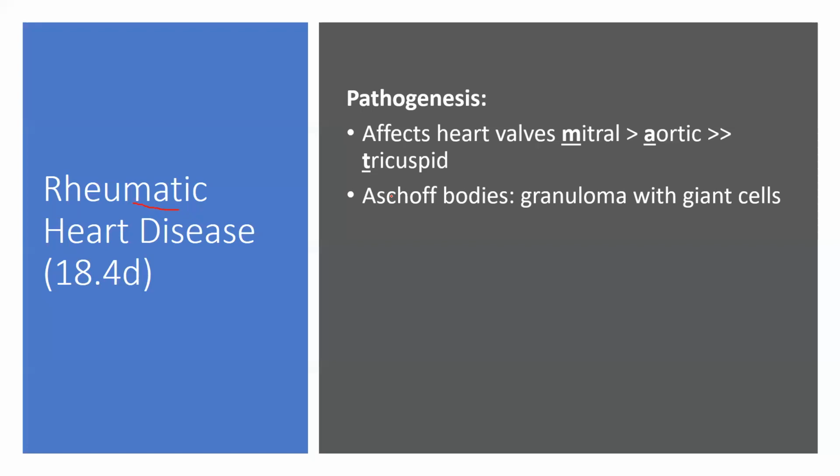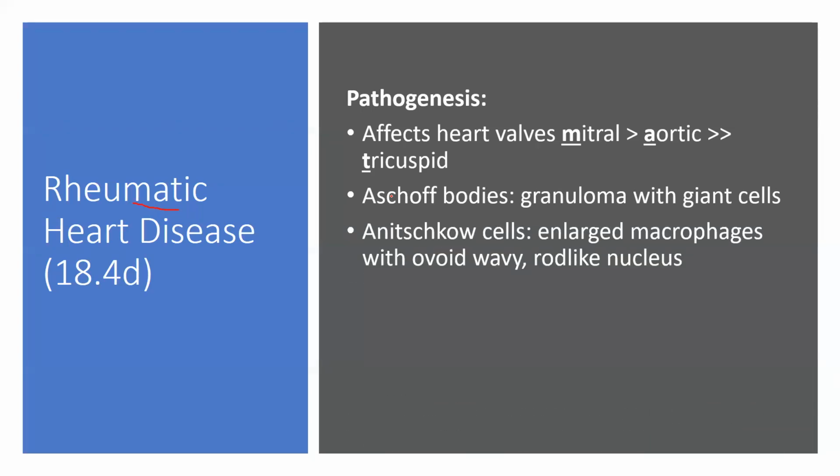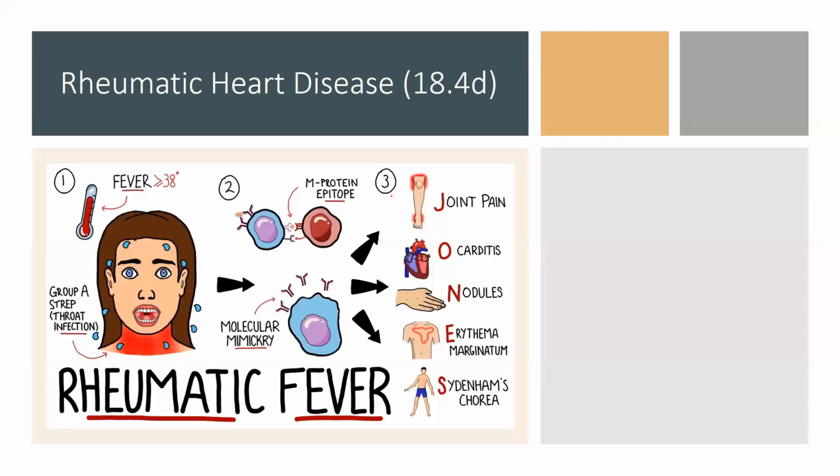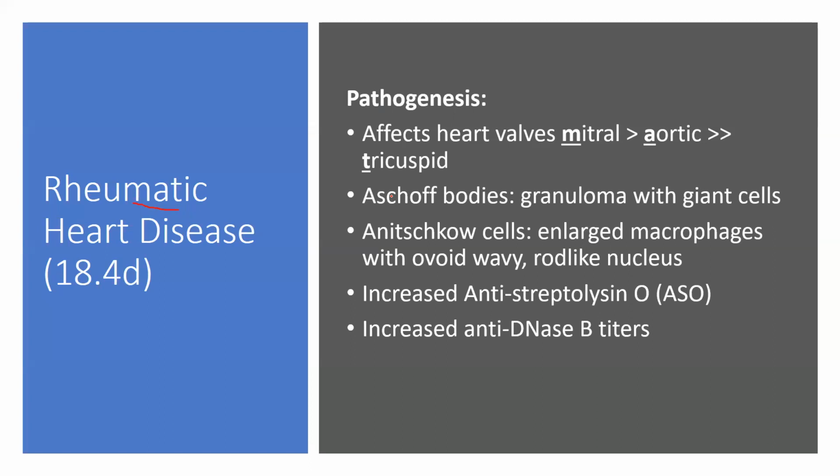If you look cellularly, you can see something called an Aschoff body. This is a granuloma that has giant cells. So this would be a potentially pathognomonic lesion that you could see histologically. Anytime there's a histological finding associated with a condition, it's good to remember that association for these tests. You'll also see the Anitschkow cells. These are enlarged macrophages and they have a rod-like wavy nucleus. You'll also see increased anti-streptolysin O and increased anti-DNase titers, because your body is essentially having this big immune response.